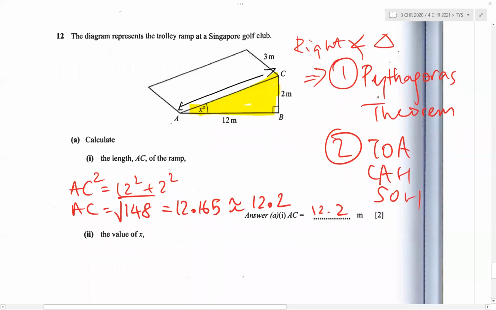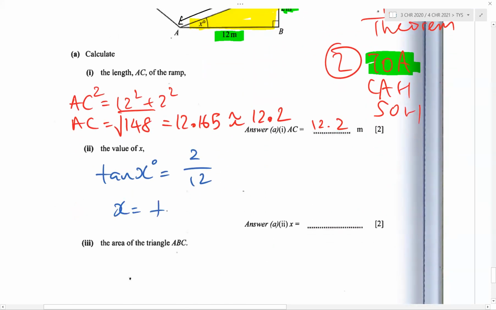12.2 meters. Find the value of x. So same thing, right angle triangle. We have our trigonometry. Opposite, adjacent. Tangent. Tangent x equals 2/12. Therefore, x will be tangent inverse of 1/6. You write 2/12 also okay. To 1 dp, 9.5 degrees. Why take 1 dp?